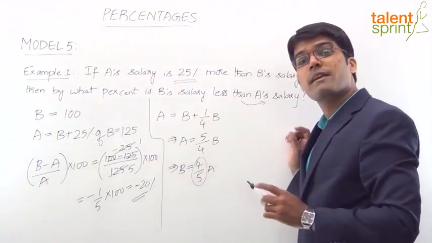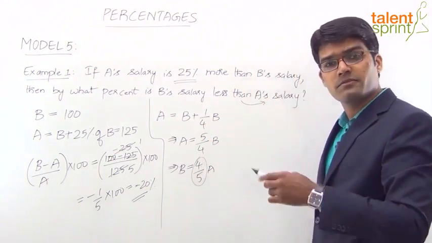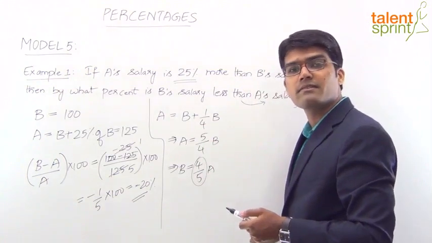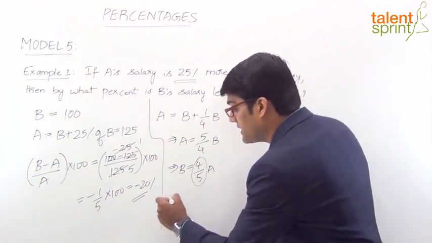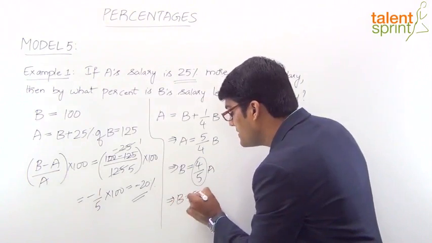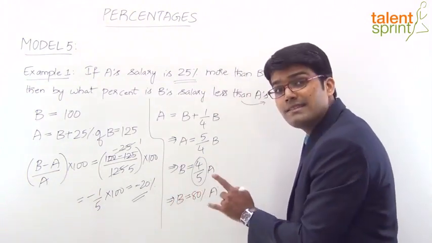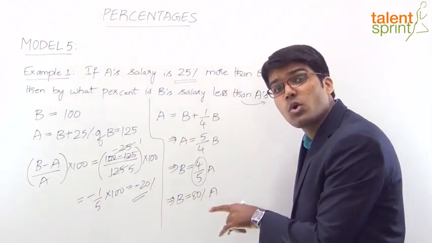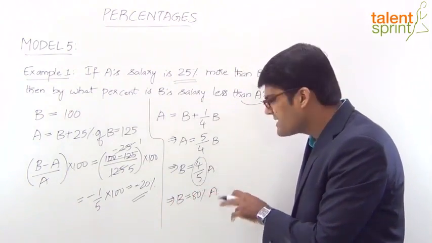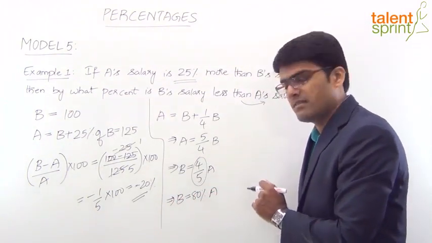Let us convert this fraction into a percentage. We all know that 4 by 5 is 80%, from our knowledge of percentages and their equivalent fractions. So we can conclude that B is 80% of A. Look at it, B is only 80% of A. So how much less than A? 20% less than A. Yes or no?